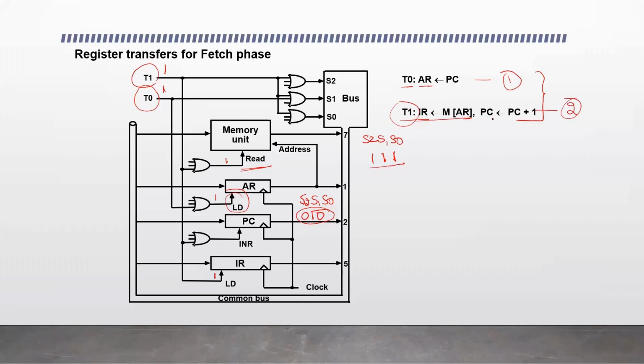And the second micro operation involved in this step is PC is PC plus 1. So this PC needs to be incremented. This is done by enabling the INR increment operation input. It is also connected to T1. So when T1 is 1, the result of this OR gate is 1, so the INR increment input is active and PC gets incremented by 1. This way these micro operations are performed.